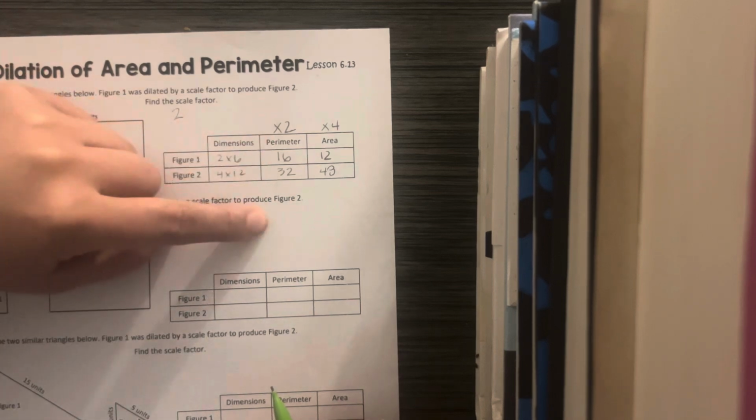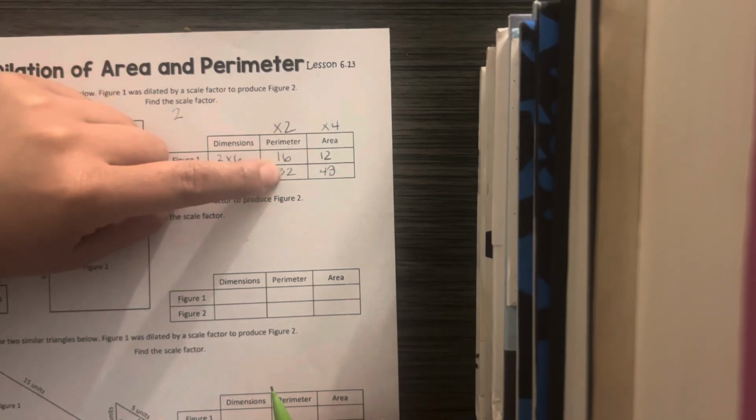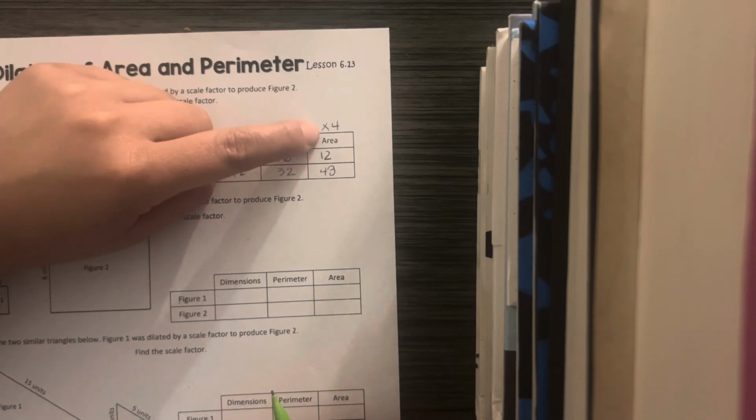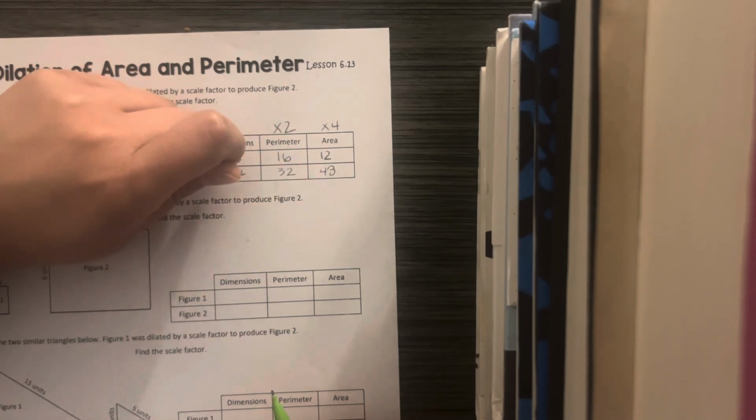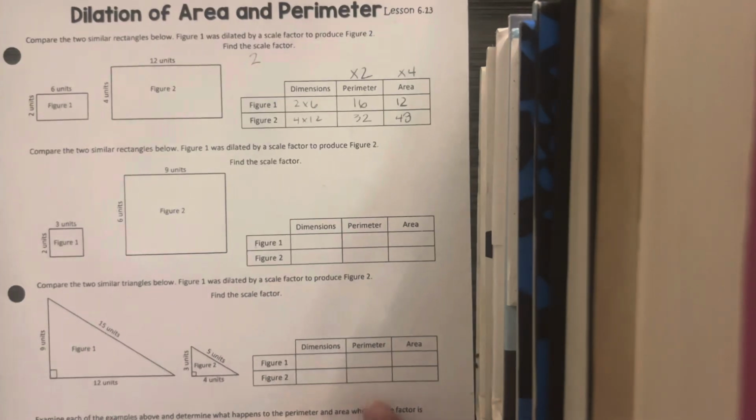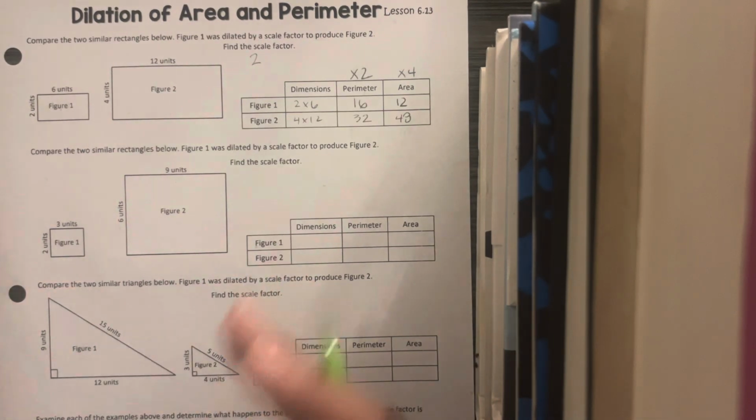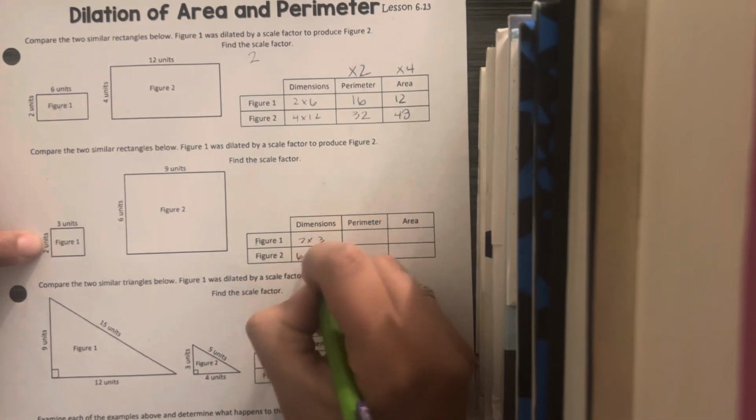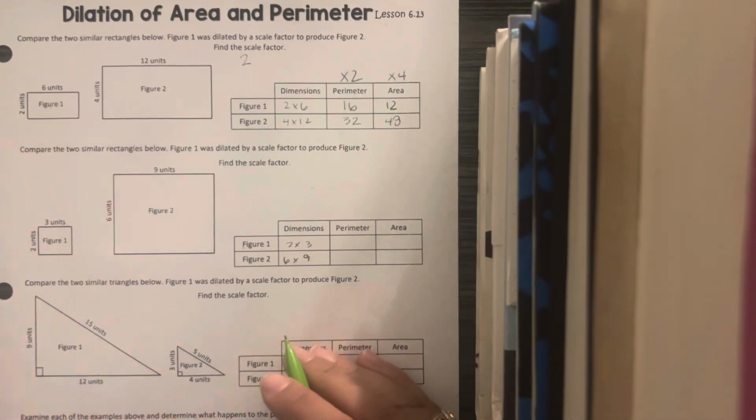So for a perimeter, all you do is multiply by the scale factor of 2 to find the new perimeter. And then for area, I multiplied by 4 to get the new area. Well, let's see what happens on this next shape. Okay, let's see if we can see a pattern. So if I look at this shape, it's a whole new rectangle with different dimensions. This one's 2 by 3, and this one's 6 by 9. So what was the scale factor?